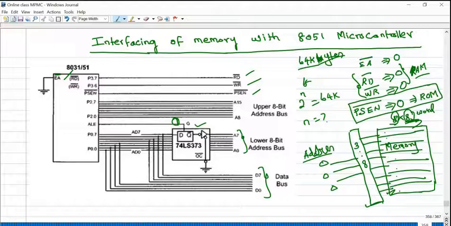So A0 to A7, and then A8 to A15 are dedicated address lines. P2 can be used as an input output port, and also for connecting with the memory. So 16 address lines means 2 power 16 equals 64 kilobytes. 2 power 16 equals 65536. If you convert into kilobytes, you will get 64. 1024 bytes equal 1 kilobyte.